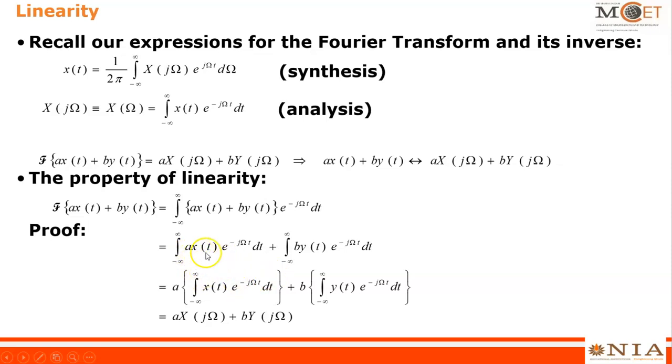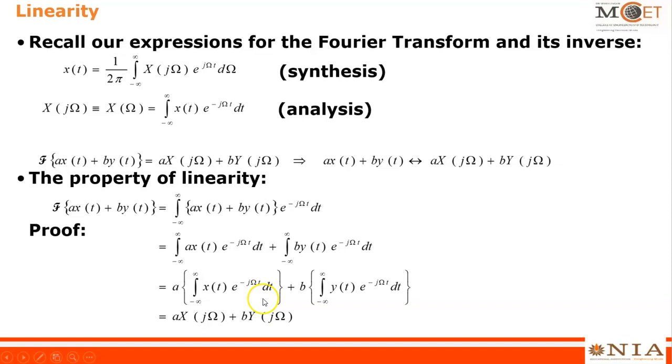Now we can take constants outside the integration. So in the first term, a is taken out. So it is given as a into integral from minus infinity to plus infinity x of t e power minus j omega t dt. Similarly, the second term is written here. So now you can see and you can compare these two functions within brackets.